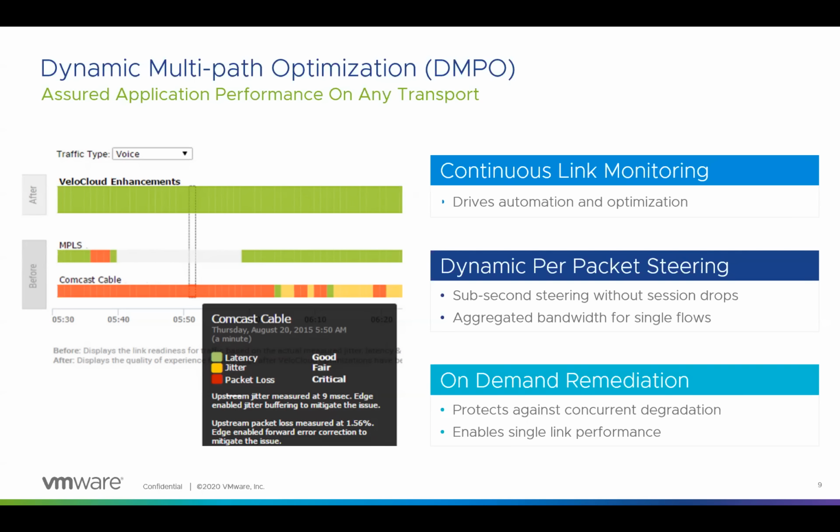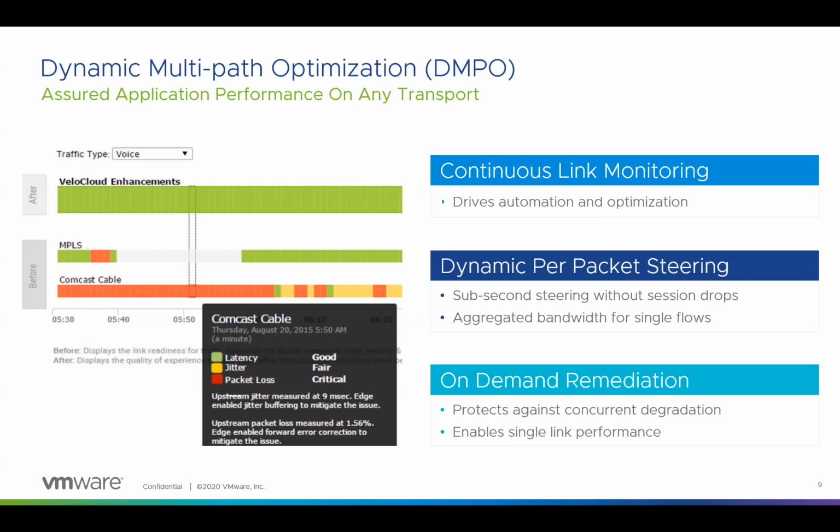So we have a photo here. At the top, we can see that there's a traffic type, voice. There's actually 3 different traffic types: voice, video, and transactional. And the way this is laid out is we have a before measurement, and then we have after the VeloCloud enhancements.